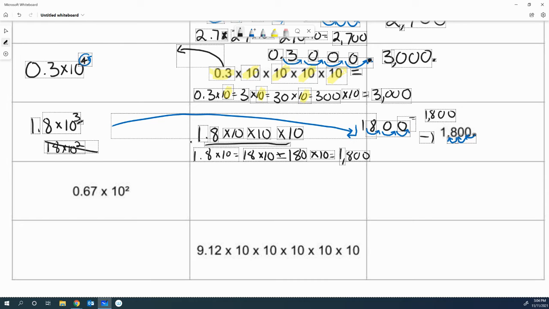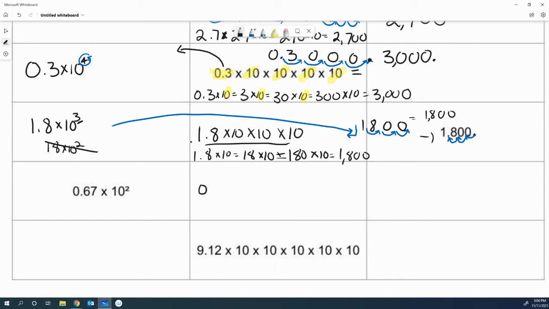For this one, you should have written 67 hundredths times 10 times 10, because to the second power means there are two tens that we should multiply the 67 hundredths by. Looks good. Go ahead and try to convert this to standard form and see what you get.